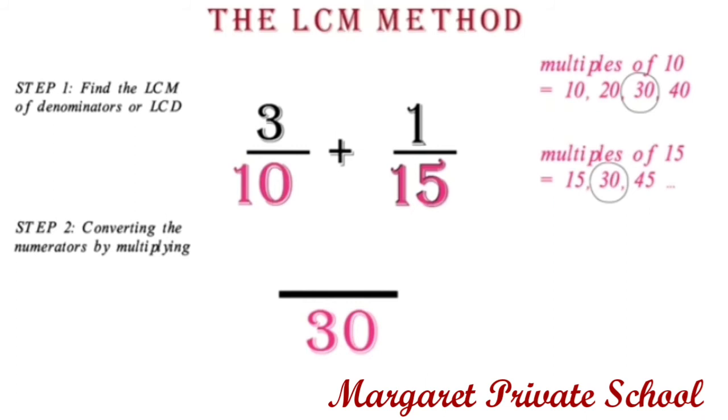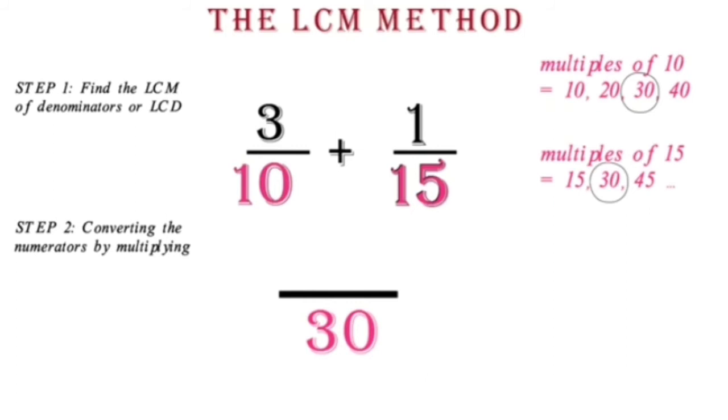Our next step is to find what number multiplied by the first denominator gives the LCD. We know that the number is 3. 3 multiplies 10 to give 30. We multiply the numerator by the 3. So we did 3 times 3. This equals 9. We do the same for the second fraction.